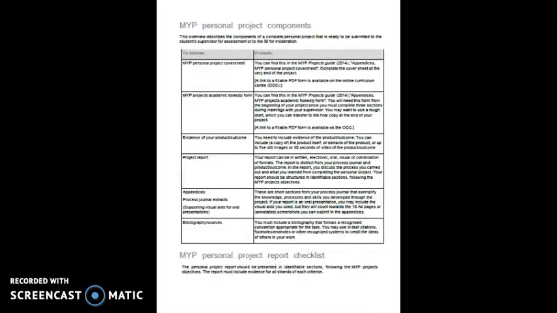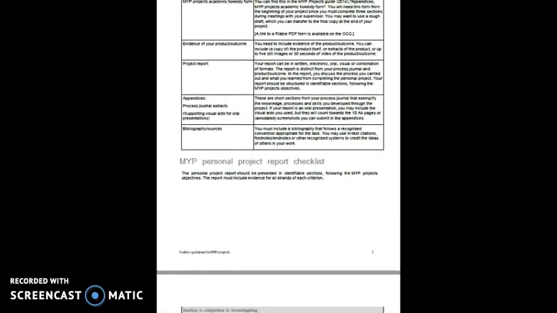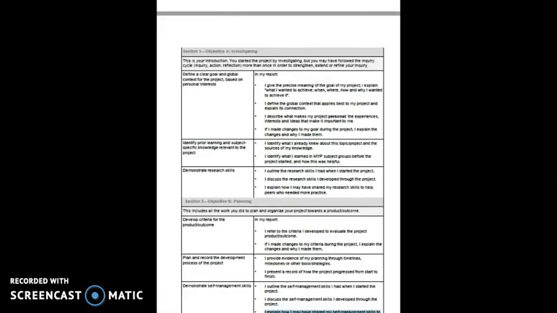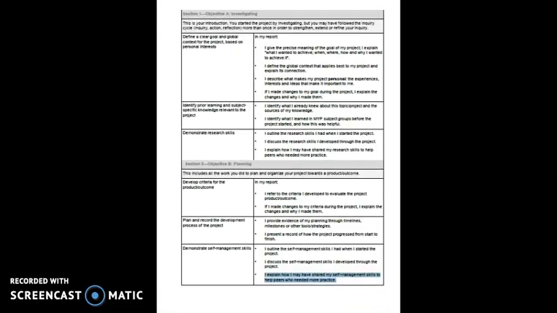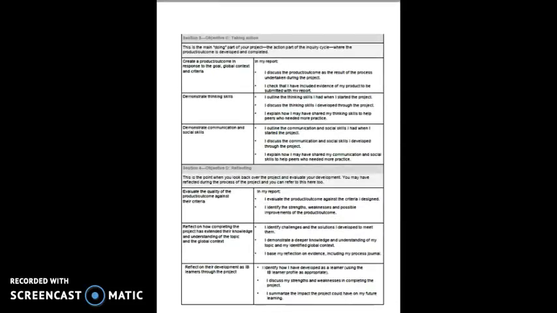For further help on writing your personal project report, I would take a look at this particular packet. So you've got your personal project components listed on the front page, and then you've got a personal project report checklist. And so I would also start with looking through this. You know, in your report, do you do these things? So you don't have to do, for example, demonstrating research skills. I explained how I may have shared my research skills to help peers who needed more practice. You may not have, but that's just a suggestion by IB with some ideas that you could do, just very general. But there are more specific things that are listed in this particular packet that could help you.